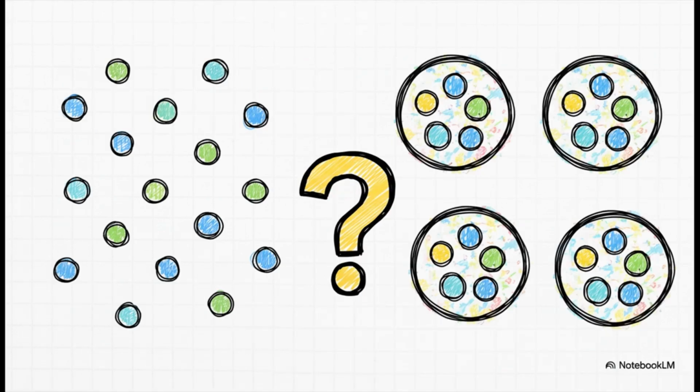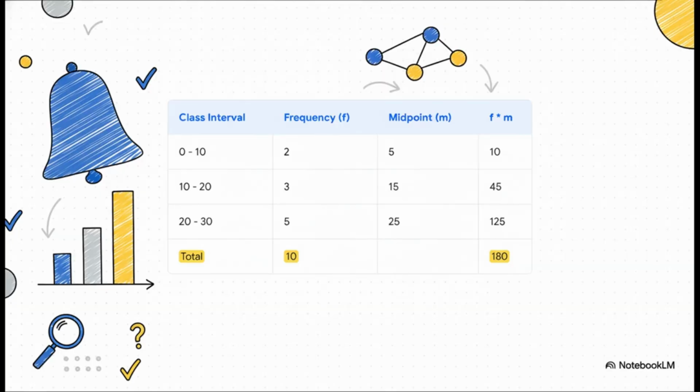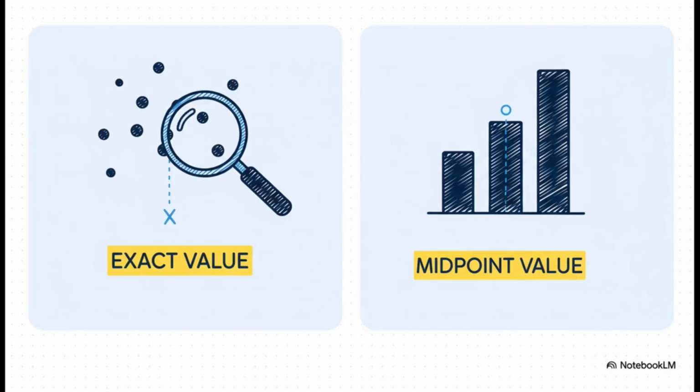So how in the world do you find an average when your data is all grouped up like this? We use the grouped mean. The trick is to just grab the midpoint of each range. You just multiply that midpoint by the frequency for each group. It's a really elegant solution. So what's the big takeaway? Frequency mean is for exact values. Grouped mean uses an estimate.